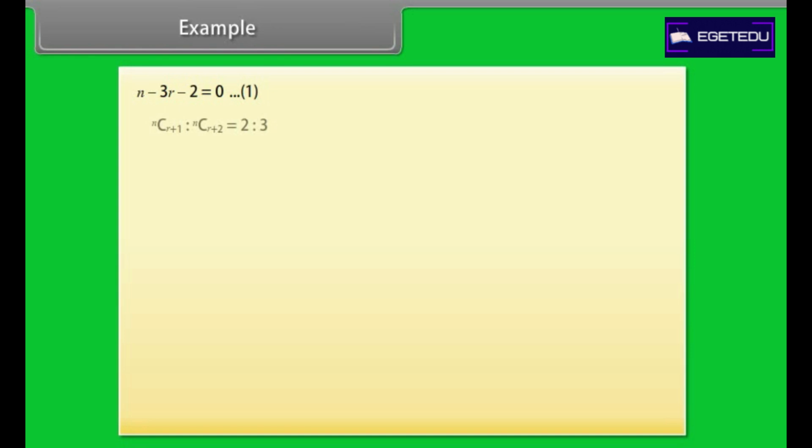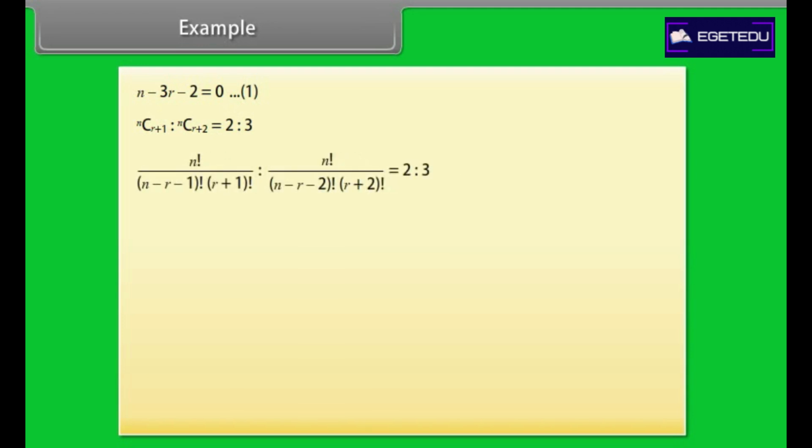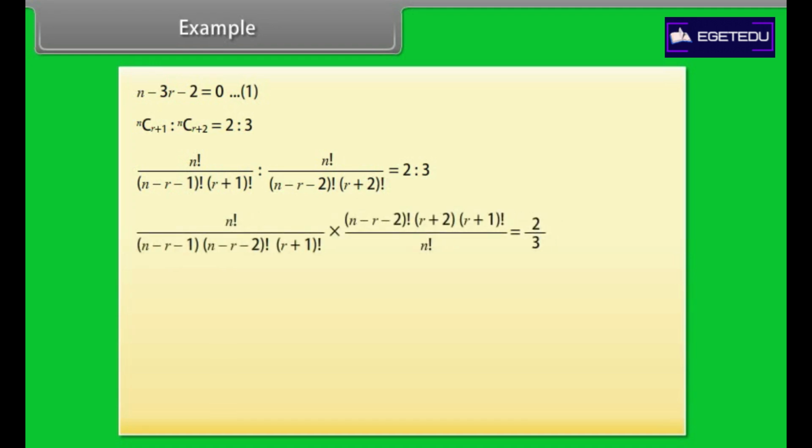Name it as 1. nCr+1 is to nCr+2 is equal to 2 is to 3. n factorial by (n minus r minus 1) factorial into (r plus 1) factorial is to n factorial by (n minus r minus 2) factorial into (r plus 2) factorial is equal to 2 is to 3. n factorial by (n minus r minus 1) into (n minus r minus 2) factorial, (r plus 1) factorial multiplied by (n minus r minus 2) factorial into (r plus 2) into (r plus 1) factorial by n factorial is equal to 2 by 3.